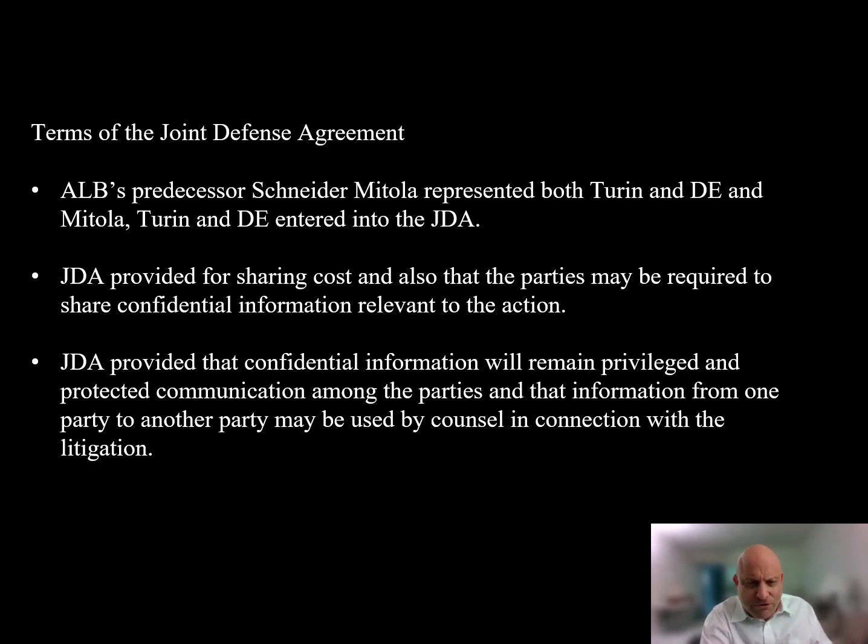It also provided that confidential information will remain privileged and protected among the parties. This was a little bit confusing. I think the court found it confusing too. Basically, each party will have attorney-client privilege with the law firm separately. But confidential information that is relevant to the action needs to be disclosed. That's not confidential, and the lawyer can share that information, and the lawyer is required to share that information. It said that in the JDA. And that kind of makes sense.